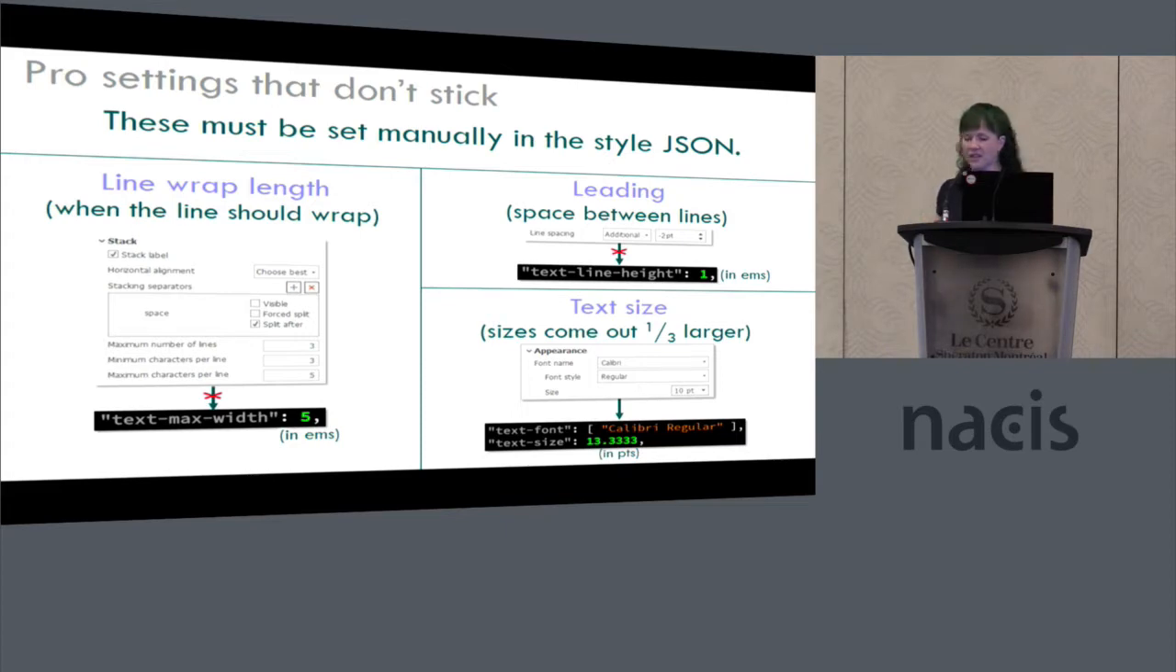There are a few buggy things that I'm just going to cover here quickly. These three are the key. I've noticed that they don't come across from how you set them in ArcGIS Pro: the line wrap length, the leading, and text size. For me, all the sizes came out 1/3 larger than I set them in Pro. So that was a neat search and replace in the JSON. So these are the things that make a key difference between the out-of-the-box version and the manually fixed version.